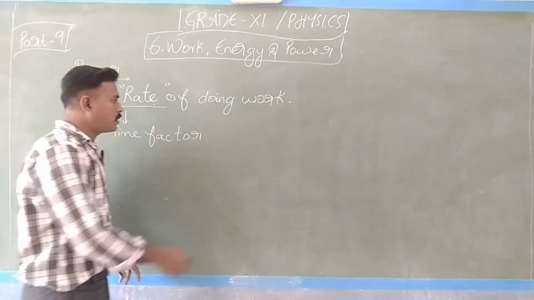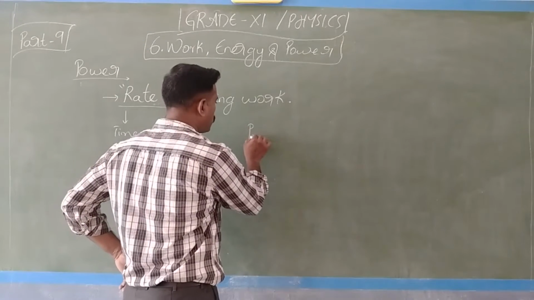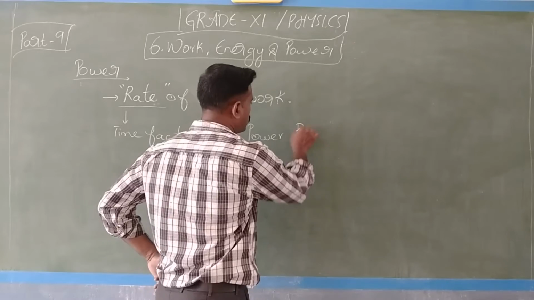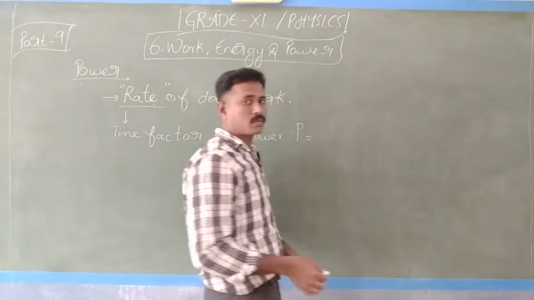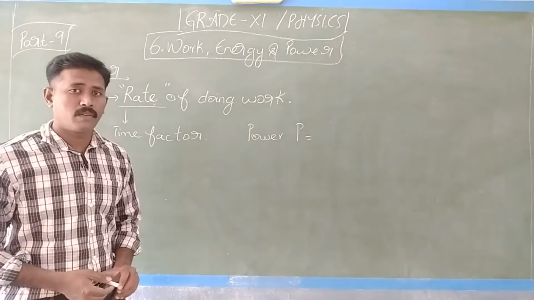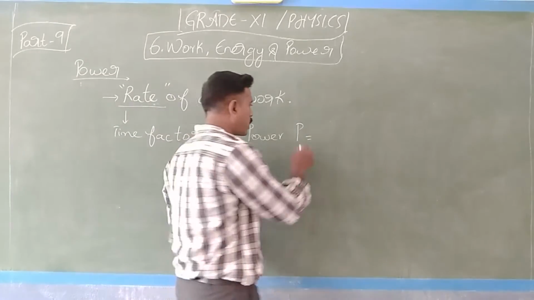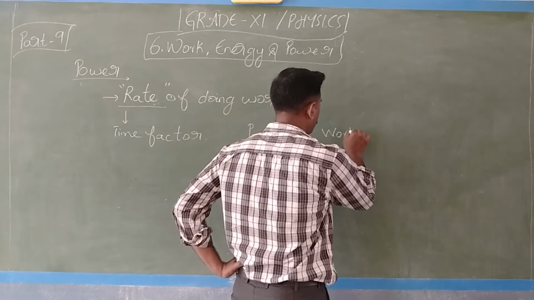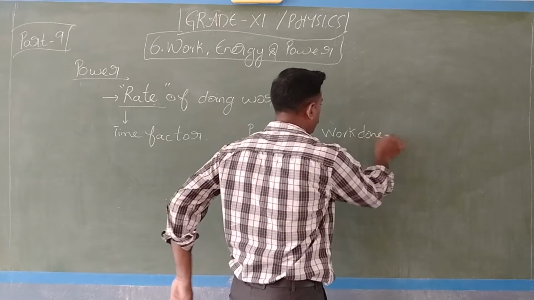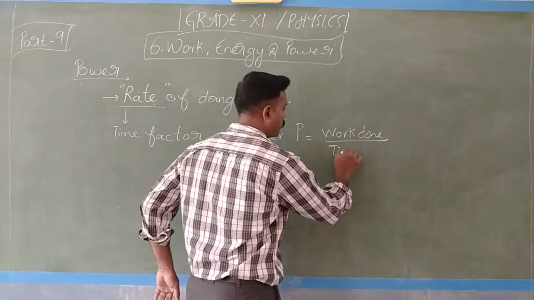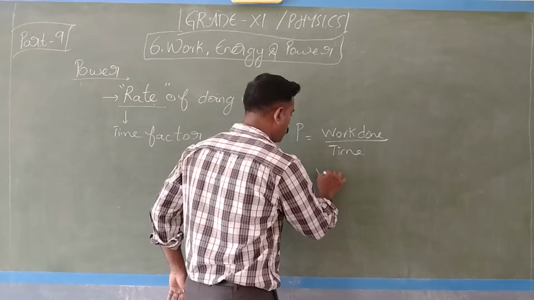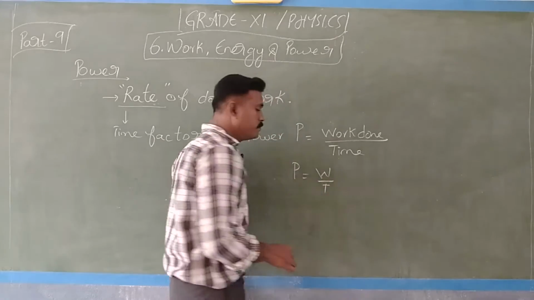So power can be directly related as capital P, and don't use small p, the small p refers to the momentum. So capital P is equal to work done by time, which is P equal to W by T.